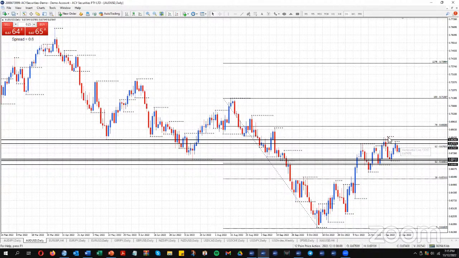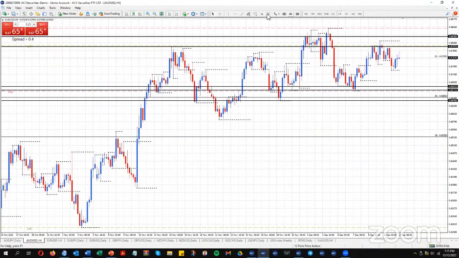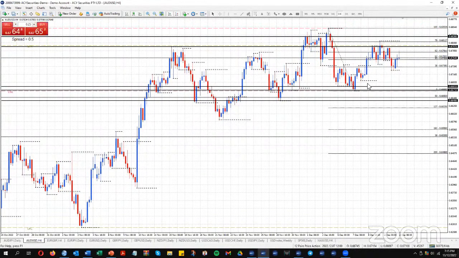And longer term, I'm anticipating we could be putting in a long-term top here for a movement back down this way. All right. And on the 4-hour, we are seeing a 79% failure up there.